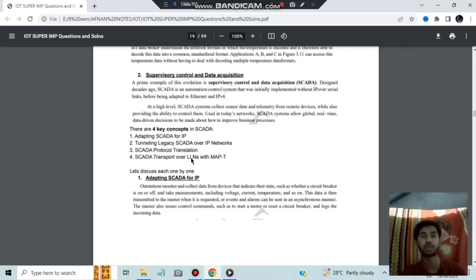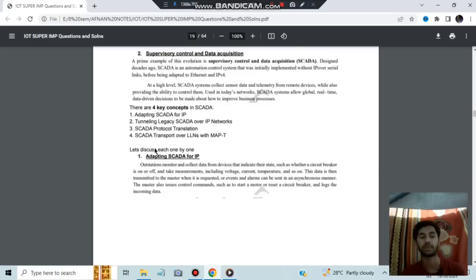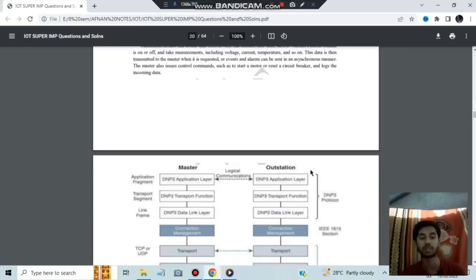LLNs is another important question: low power lossy networks. This is asked separately. So you need to know all these concepts very well. The first one, adapting SCADA for IP. How do you adapt SCADA for IP? By upgrading the protocols, whatever is present and whatever requirements are needed, you will be fulfilling that. The detailed information is given here, like how you will be using it, and examples are also given here. You can go through it.